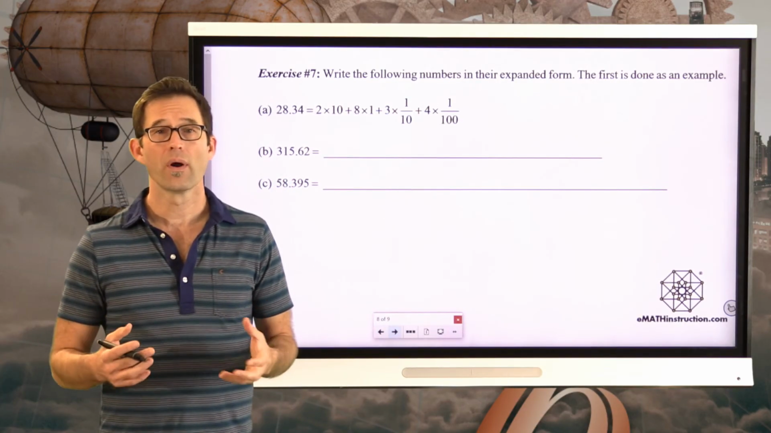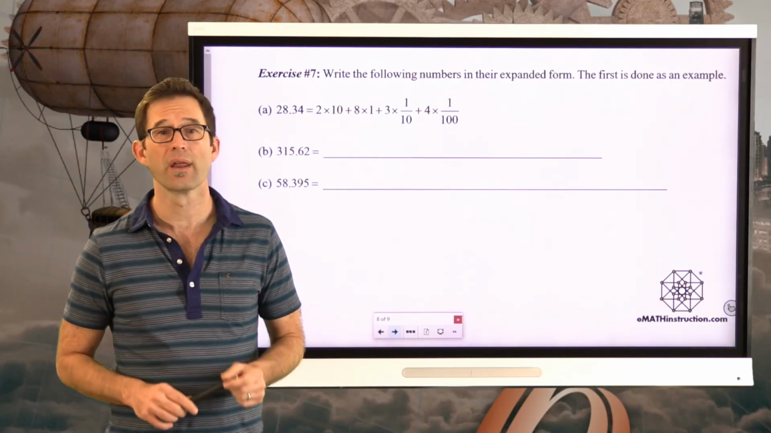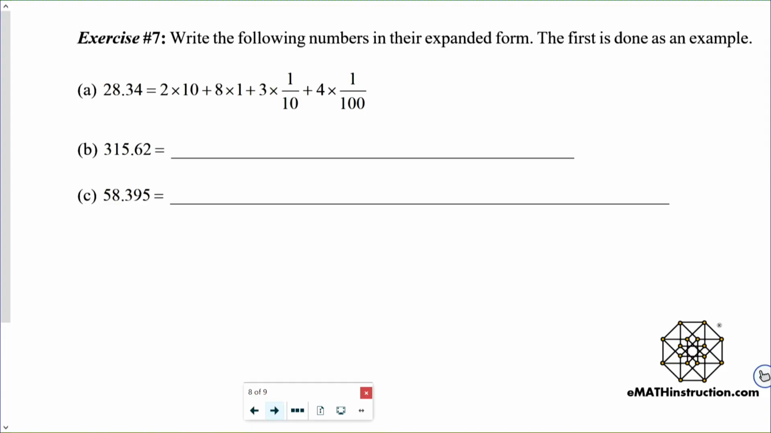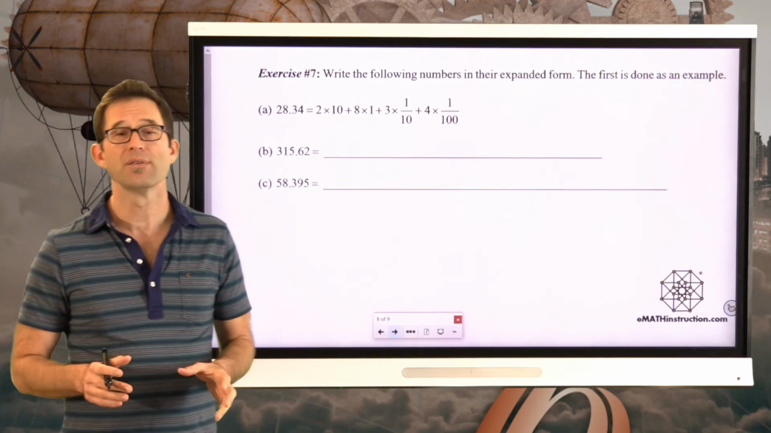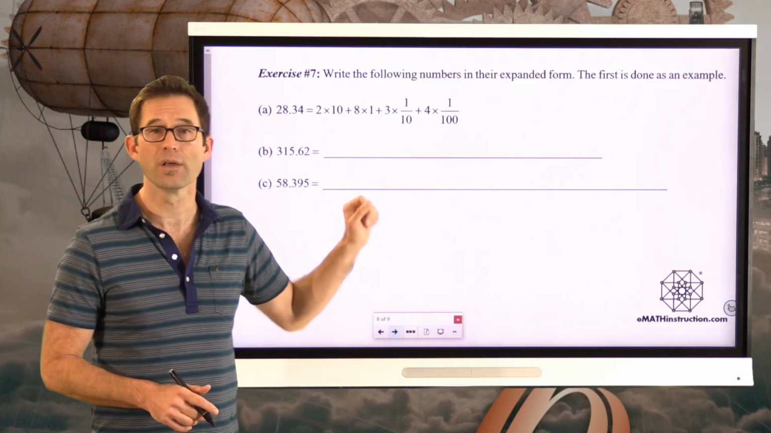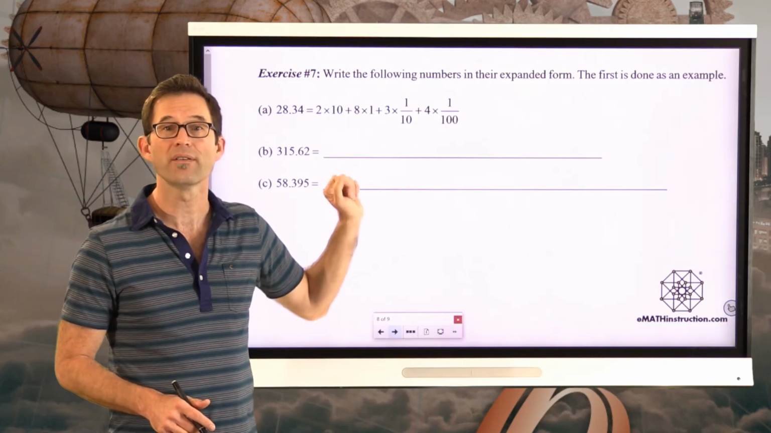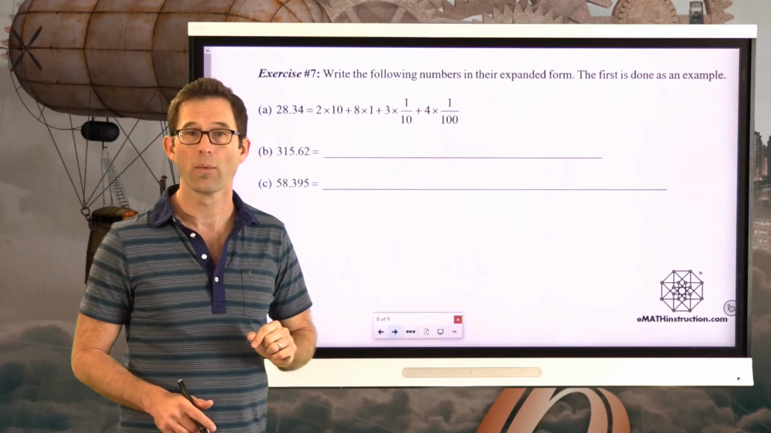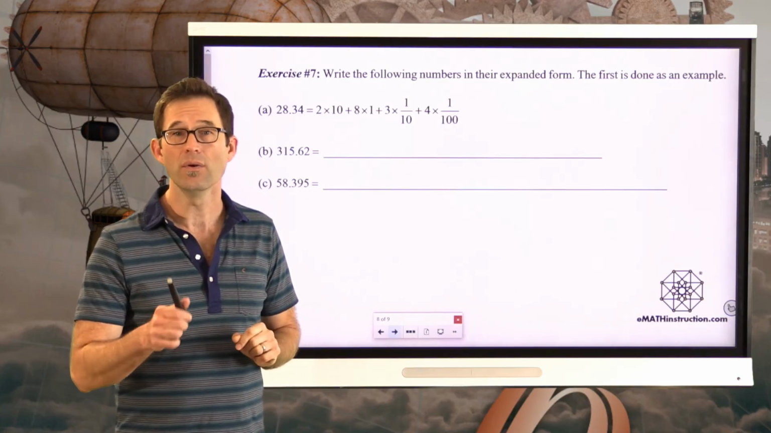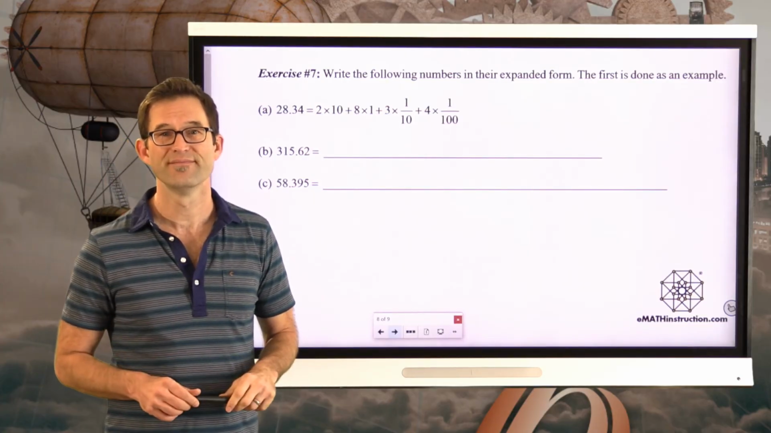We can now write out a number that includes decimals also in its expanded form. Let's take a look at exercise number 7. Write each of the following numbers in their expanded form. The first is done as an example. So in other words, we want to go back to this idea of really understanding what a number represents. So 28.34 is literally 2 tens, 8 ones, 3 1/10ths, and 4 1/100ths. I'd like you to do the same for letter B and letter C. Pause the video now.